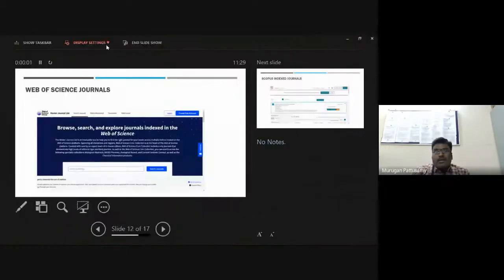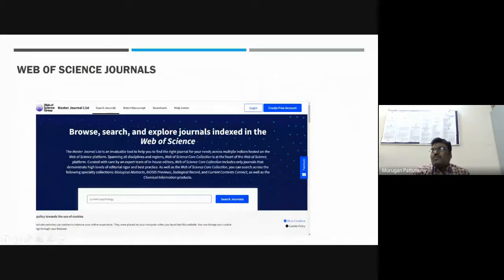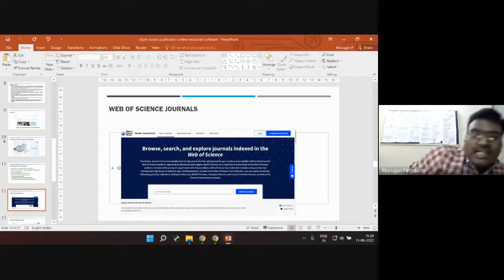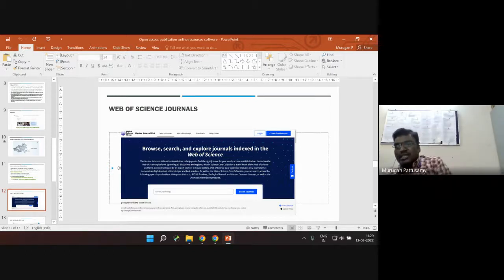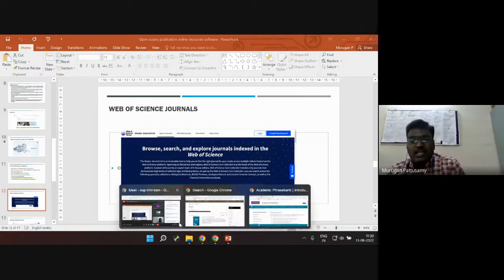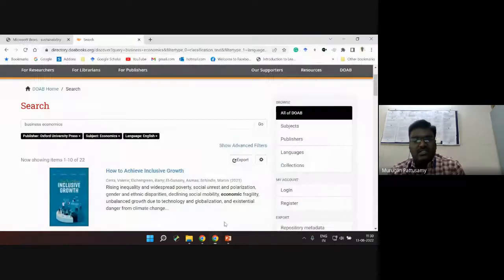So often people get some confusion over whether the journal is listed in Web of Science, whether the journal is listed in Scopus, and so on. How do we do this particular checking? You just visit this Web of Science group site. There you just type the journal name. If that particular journal comes up in this Web of Science listing or indexing, you can say that this particular journal is indexed in the Web of Science database.